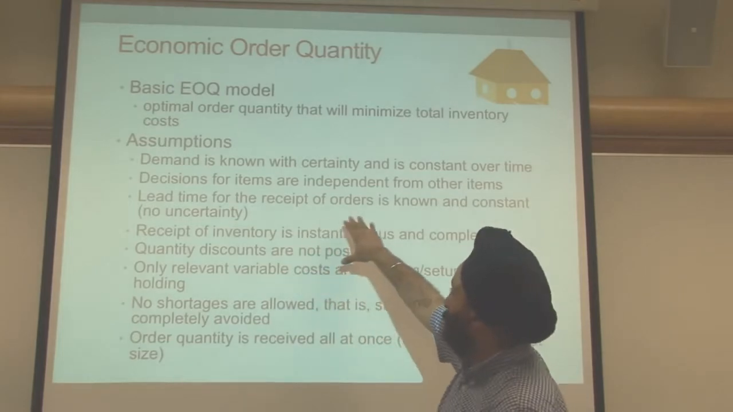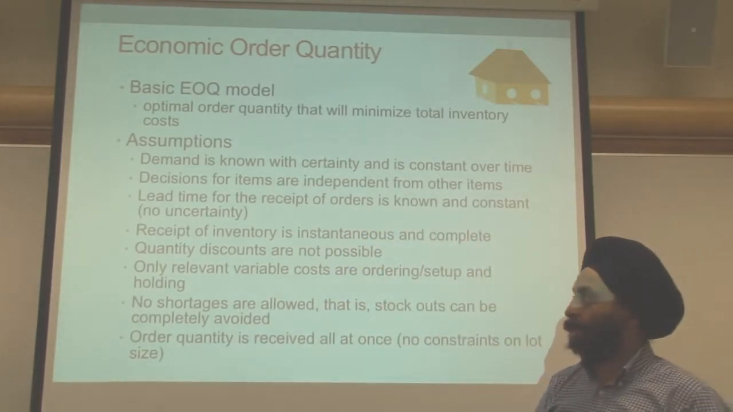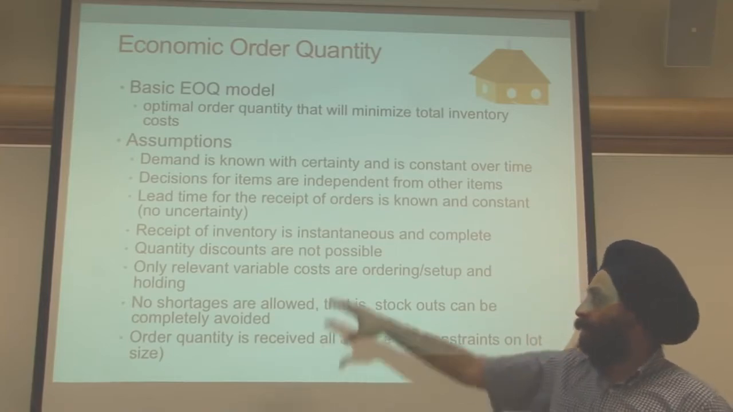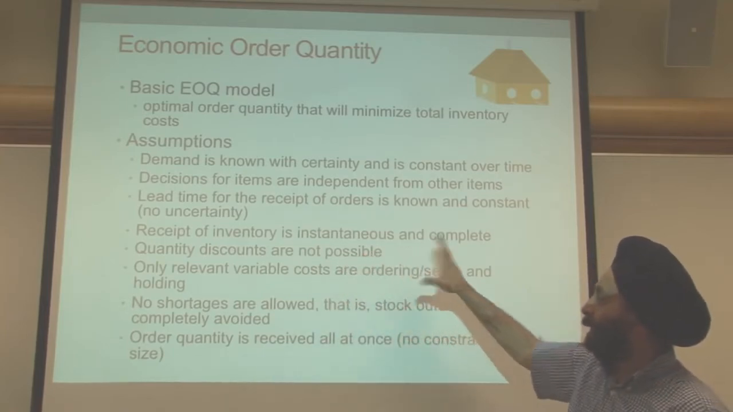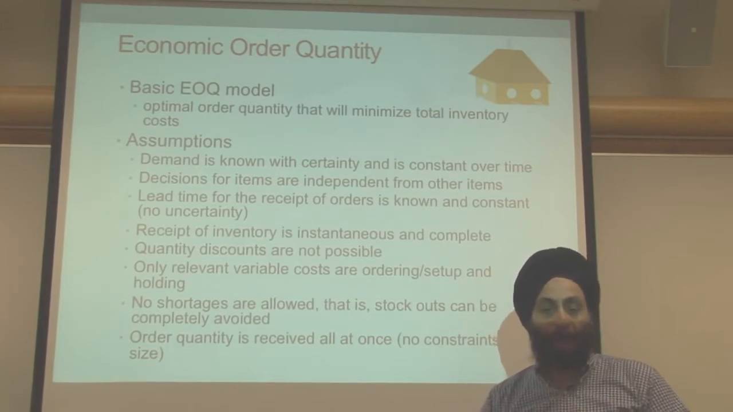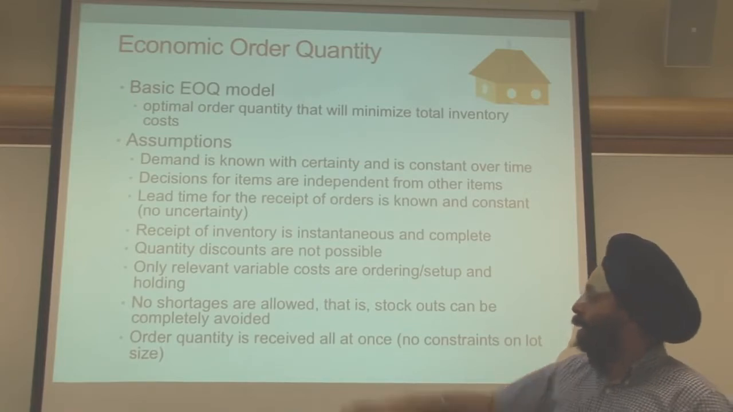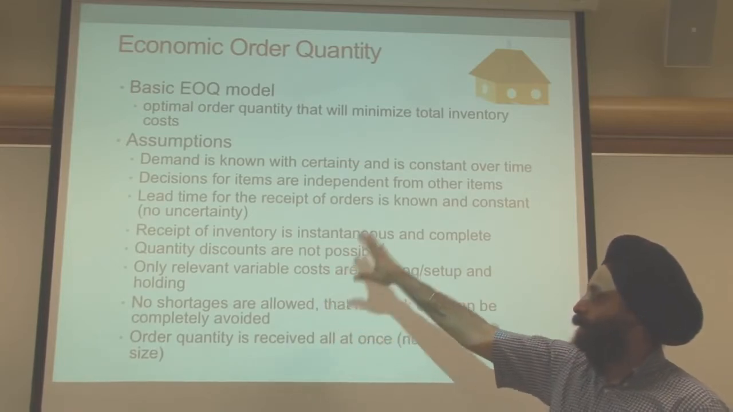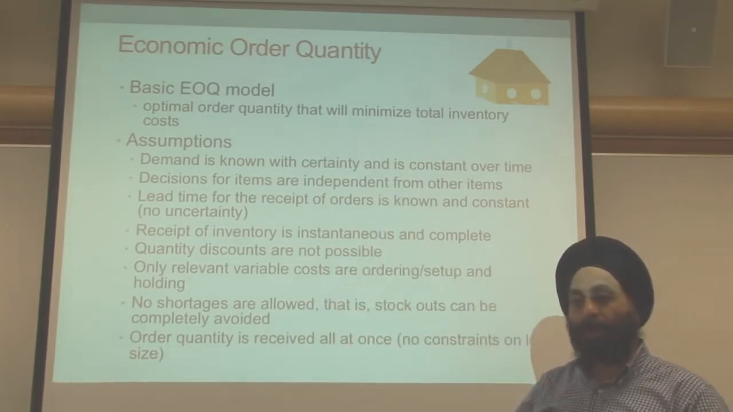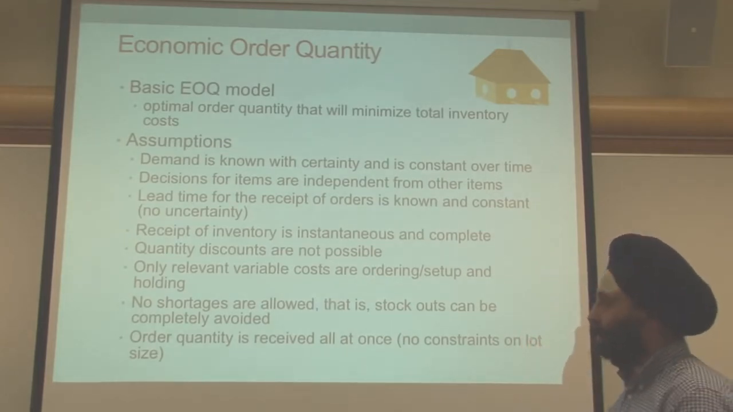Lead time for the receipt of order is known and constant. There is no uncertainty. So these are the assumptions we have. Receipt of inventory is instantaneous and complete. Whatever amount we order, we get it right there and then, as if the supplier was next door. Quantity discounts in the basic EOQ model are not possible, but that can be relaxed when we look into quantity discounts.